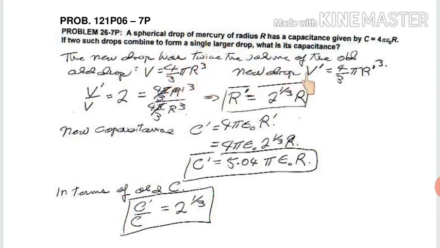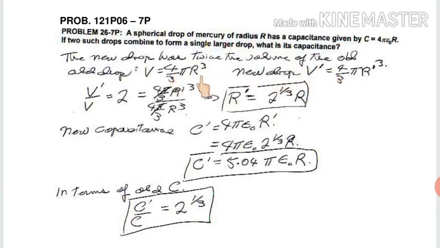Then what will be the volume of the new drop? It will be 4 upon 3 pi r dash cube. What we have considered: let r dash be the radius of the larger drop which we will get after combining two such drops. So this is the volume of the one drop, and this is the volume of the two spherical drops when they're combined together.